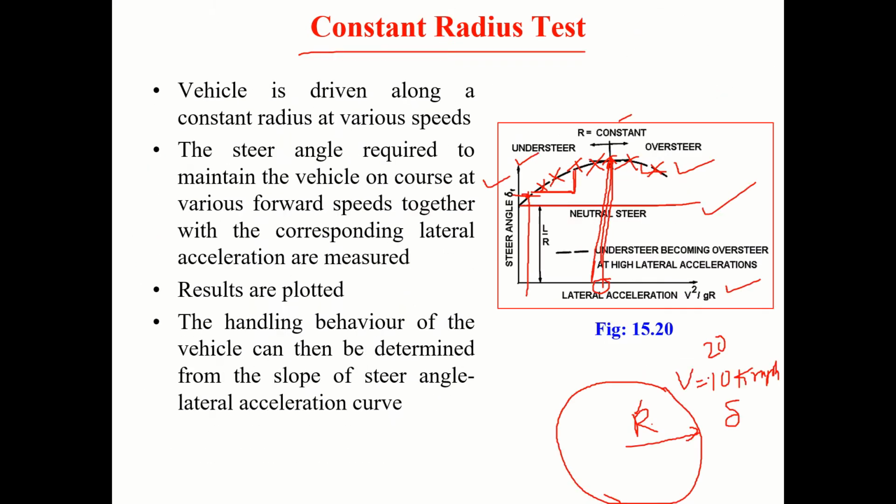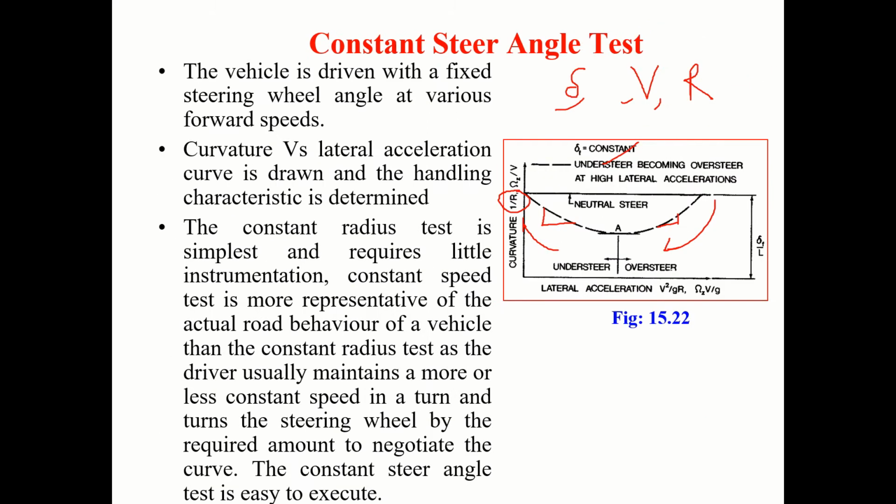I think the best one is this test. Correct? I think the constant radius test is the simplest and requires little instrumentation. Constant speed test is more representative of the actual road behavior of a vehicle than the constant radius test, as the driver usually maintains more or less constant speed in a turn and turns the steering wheel by the required amount to negotiate the curve. The constant steer angle test is easy to execute. Okay, fine.